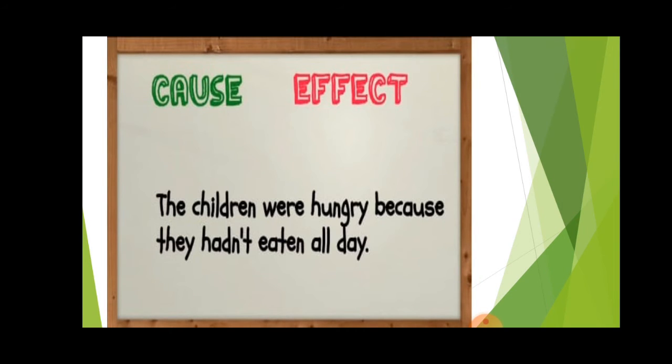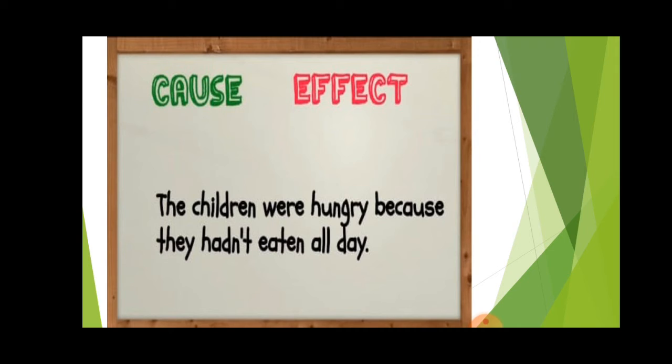The children were hungry because they hadn't eaten all day. Because is the signal word of cause and effect. It signals cause and effect. It is the connector of cause and effect. Because they hadn't eaten all day is the cause because it was the event that happened first.